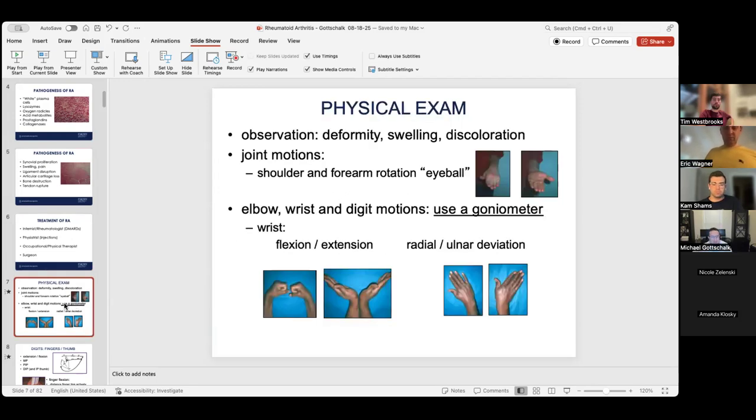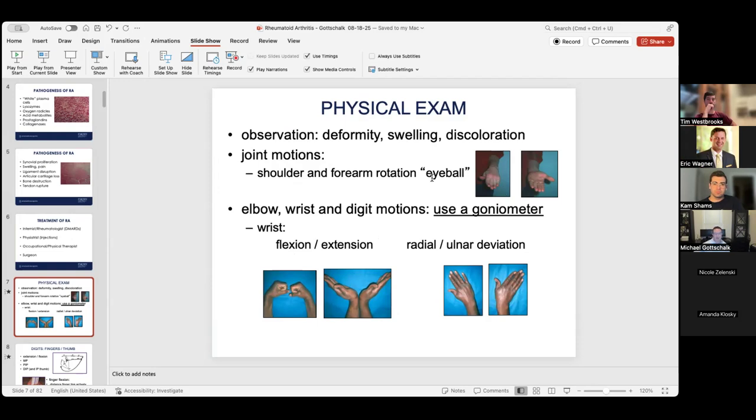When we think about our physical exam of these patients, it's not dissimilar to any of the other pathologies that we treat. Often it's observation: we're looking for deformity, swelling, discoloration, and joint motion. So essentially it's the shoulder and forearm rotation, and this has to be within reasonable parameters to see where they are.